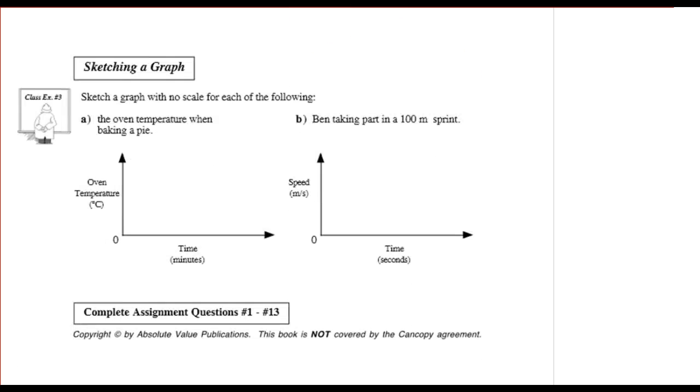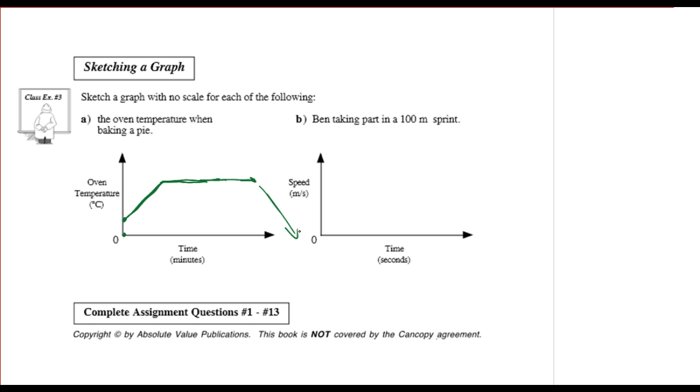Okay, sketch the graph here. Sketch a graph with no scale for each of the following. The oven temperature when baking a pie. Well, when baking a pie, first of all, the temperature is not going to be 0. It's not going to be freezing in your oven, so it might be at room temperature. And then maybe you heat the oven up like this, okay? And then once you get to a certain temperature, you keep the oven at that temperature, maybe 375 for a good apple pie. Right there, you're baking the pie, and that's pretty much it, right? Then you take the pie out over here, and then you let the thing cool down a little bit, and it might look something like that.